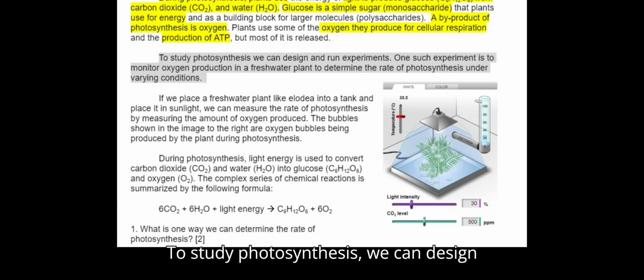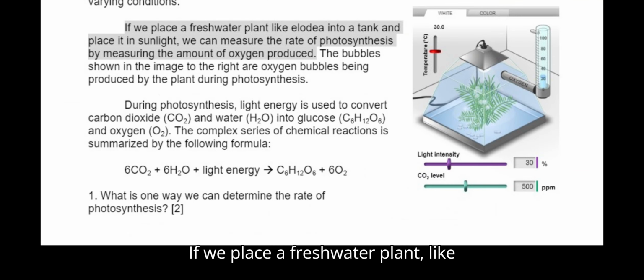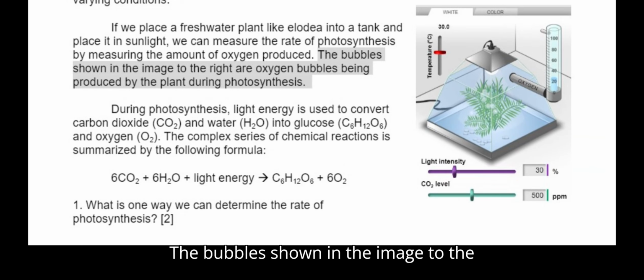To study photosynthesis, we can design and run experiments. One such experiment is to monitor oxygen production in a freshwater plant to determine the rate of photosynthesis under varying conditions. If we place a freshwater plant like Elodea into a tank and place it in sunlight, we can measure the rate of photosynthesis by measuring the amount of oxygen produced. The bubbles shown in the image to the right are oxygen bubbles, being produced by the plant during photosynthesis.